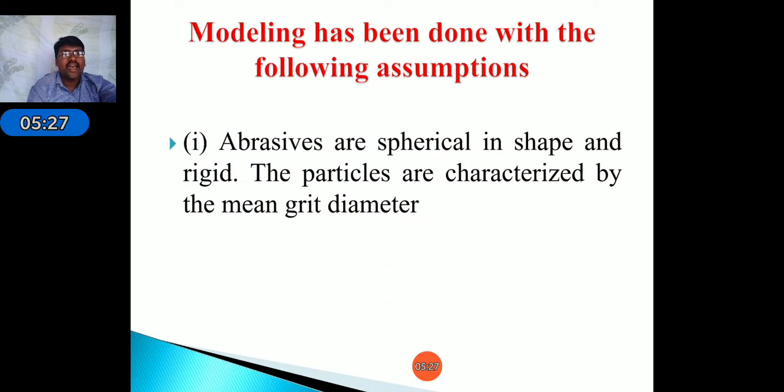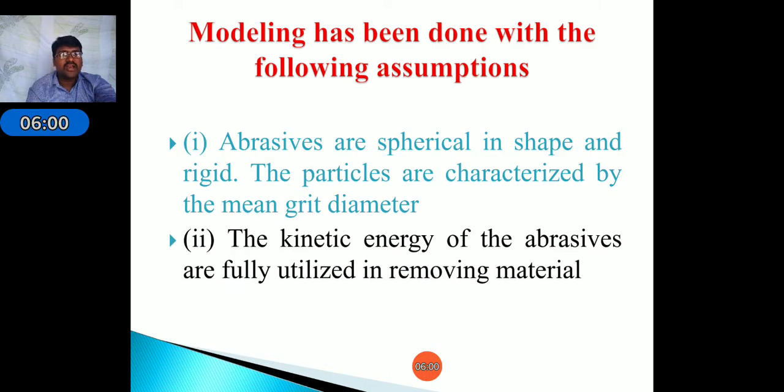Next, modeling has been done with the following assumptions. The abrasives are spherical in shape and rigid. The particles are characterized by the mean grit diameter. By selecting the abrasive particles, the size should be spherical and rigid. At the time of hitting the workpiece, the abrasive particle does not deform its shape; it should be rigid.